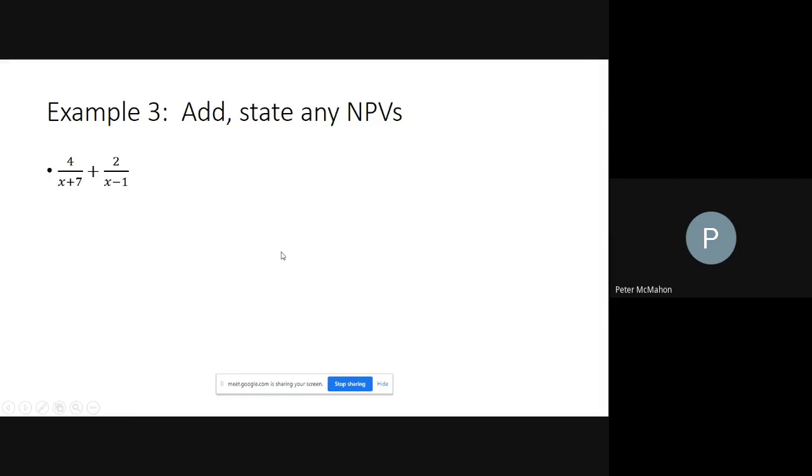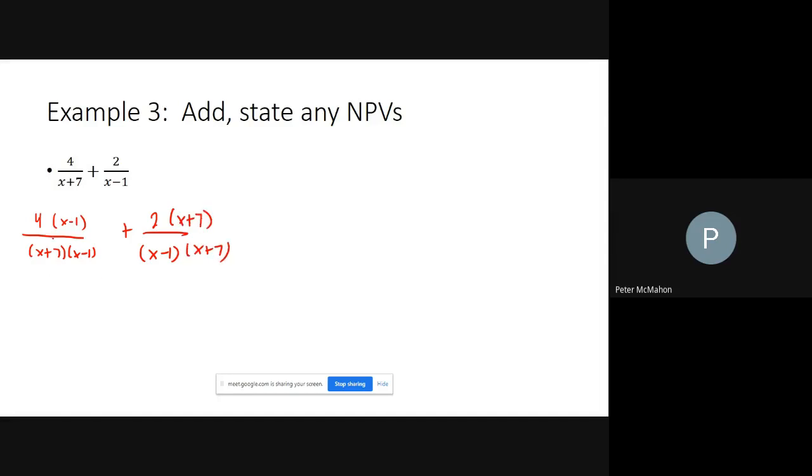All right, same idea. So we have 4 over x plus 7 plus 2 over x minus 1. In this case, there's nothing to factor. But what we need is, this is an x plus 7, this is an x minus 1. In other words, I want to have an x minus 1 in this one, and we need to have an x plus 7 in this one over here. So what we're going to do is have an x minus 1 in the top and the bottom here, and we want to have an x plus 7 on this term.